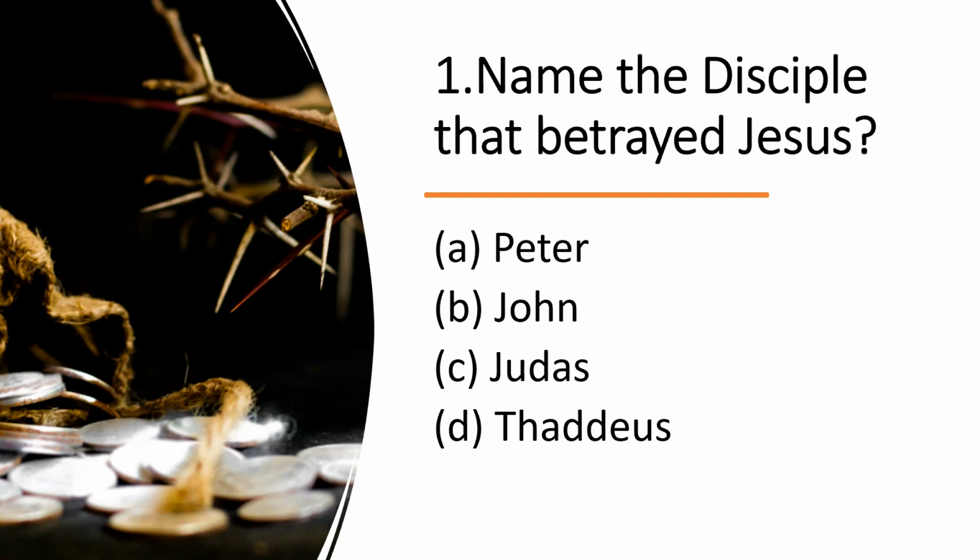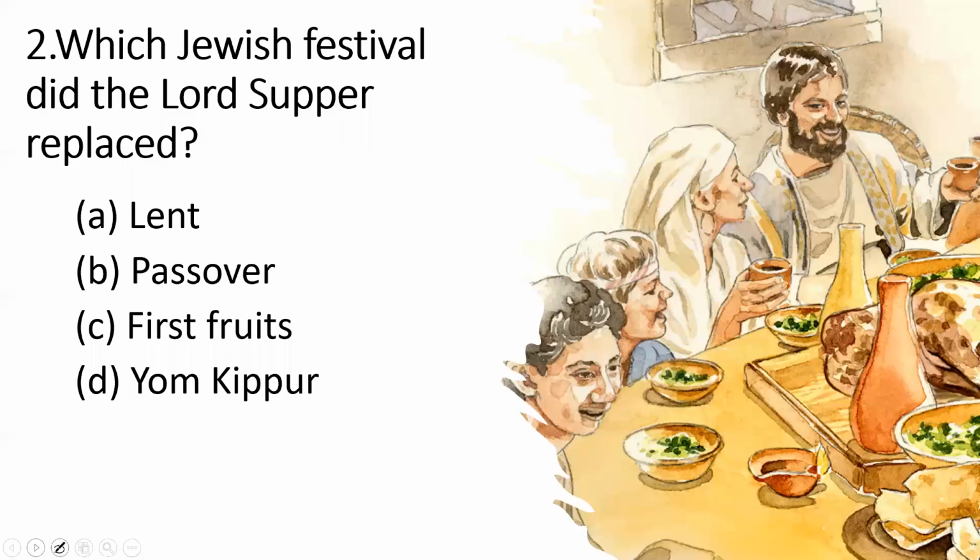All right, so the name of the disciple that betrayed Jesus is actually C, Judas. Judas is the name of the disciple that betrayed Jesus. Peter denied Jesus. Peter did not betray Jesus. Okay. So the correct answer is C, Judas. You can't be messing up in these exams. All right. Put your answer inside the chat, please.